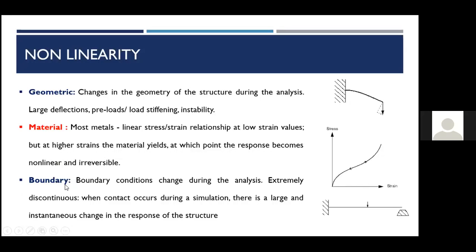The third type is not very common, but still you have boundary nonlinearities. Boundary conditions sometimes change during the analysis. An example of nonlinearity in the boundary condition is here. You have a cantilever beam and a support at the end, which is not actually touching, but at some distance below the beam. At initial load, this beam will behave like a cantilever. But when this end touches the support, the stiffness changes, and the response becomes nonlinear. Such conditions may arise where you need to consider boundary nonlinearity. In the present session, we will be discussing only the material nonlinearity.